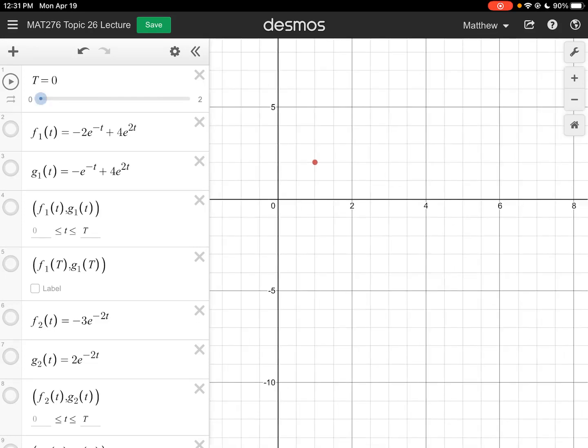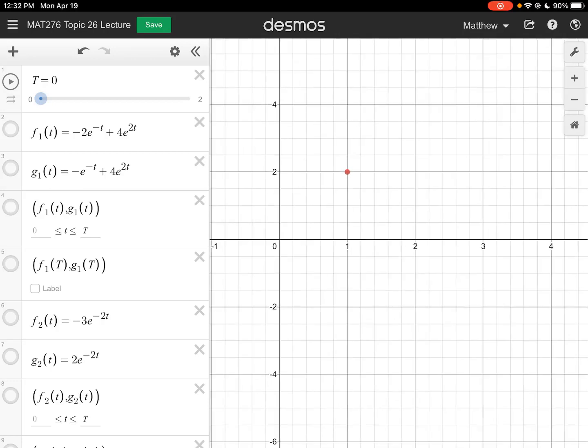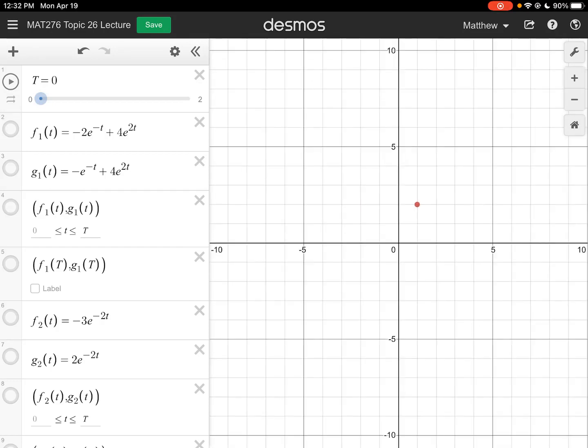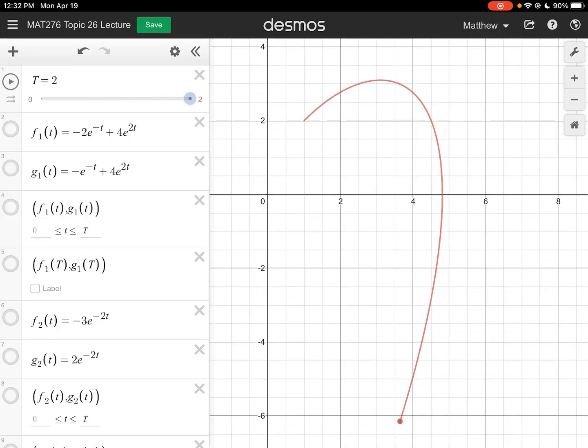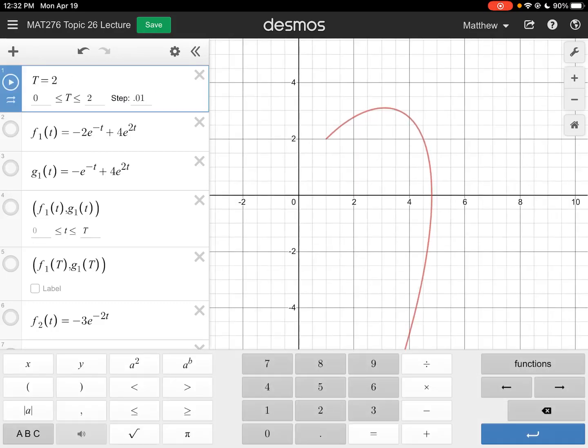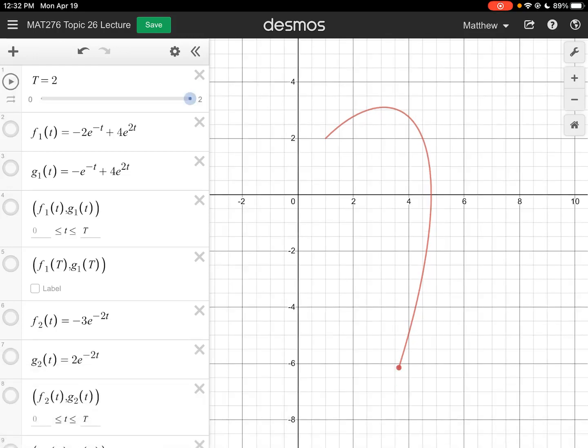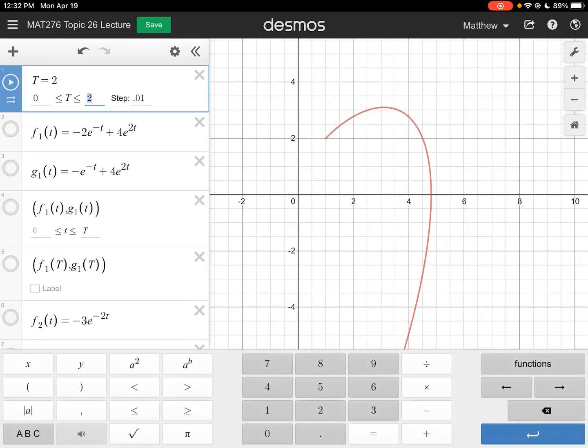And so we start at the point. Now be careful here, these scales are off. Let me hit the home button. There we go. So we start at the point 1, 2, and then as time goes on to infinity, I have time stopping at capital T equals 2, but you start to see a pattern emerge. Feel free to change this upper limit of capital T to larger numbers, and thereby see more of the curve as time goes on to infinity.